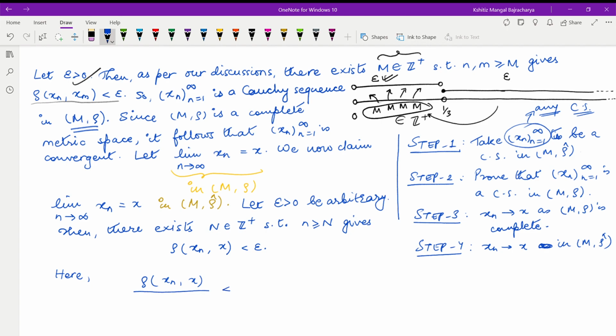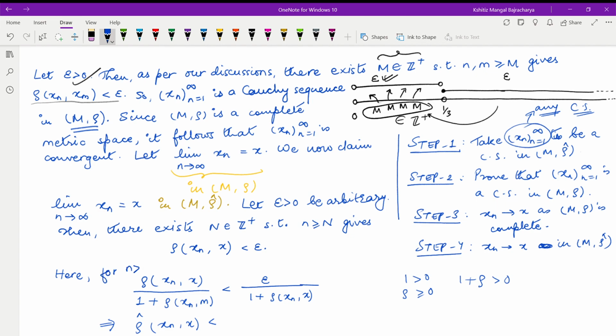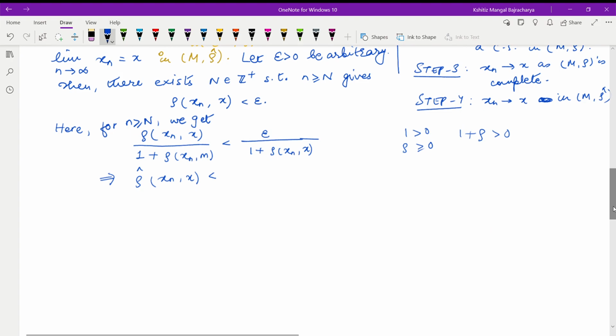Rather, I need rho tilde or rho hat or rho cap or whatever that is called. So I'm going to divide both sides of it by 1 plus rho(x_n, x). Now this is totally valid because 1 is greater than 0, rho is greater or equal to 0, so 1 plus rho is greater than 0. Now we can write this, obviously for n greater or equal to N, as less than epsilon over 1 plus rho(x_n, x).